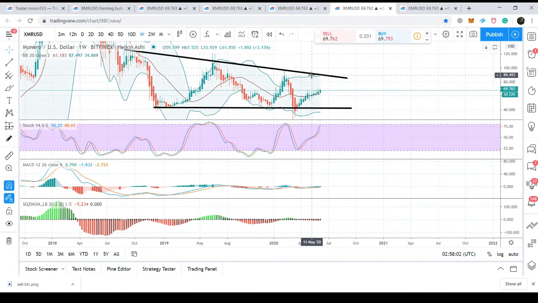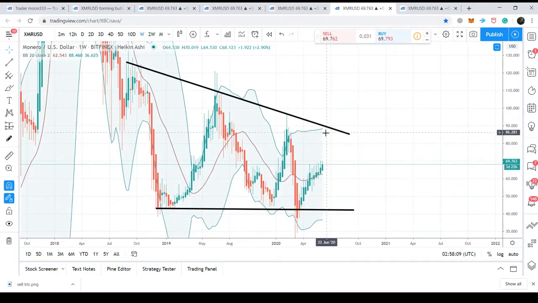Therefore, we have another hurdle or resistance before the resistance of the pennant, which will be a very strong hurdle for the price line to reach the resistance level and to break out from this resistance. However, it is possible that with the movement of the price action, the Bollinger Bands will also start moving up.